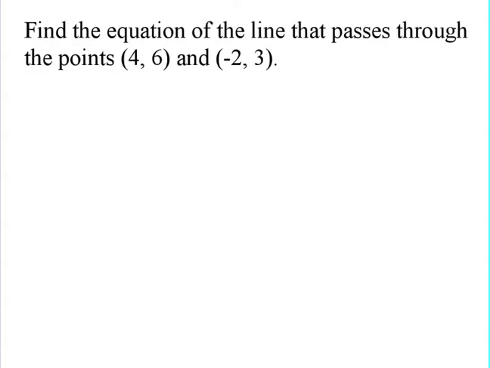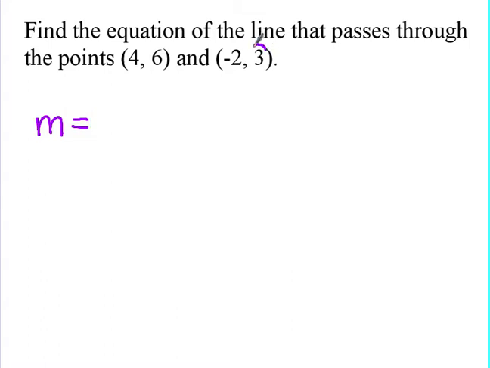Oh, we got 2 more we're going to look at, and then we'll be done for today. It says find the equation of the line that passes through the points (4, 6) and (-2, 3). So there are 2 ways to do this. One, I could actually plot the points and graph them, and then solve it the way I did previously. Or I could use the formula for slope. Does anybody remember the formula for slope?